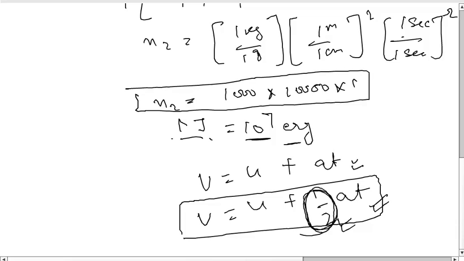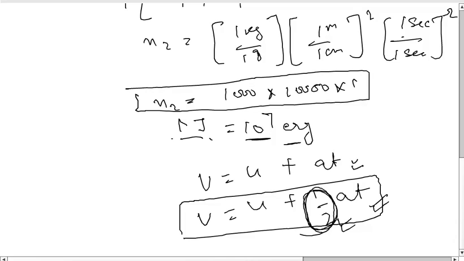Any confusion? Okay, then we will solve a few problems later. If at the end we have time, then we are going to solve some problems, right?